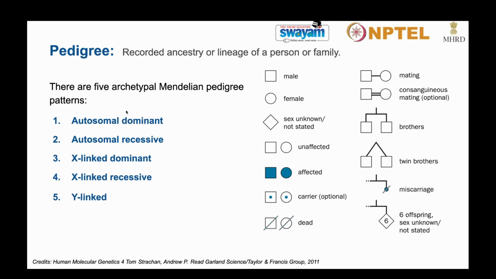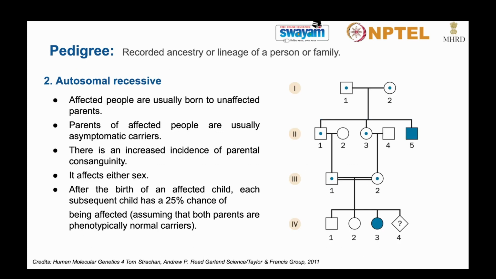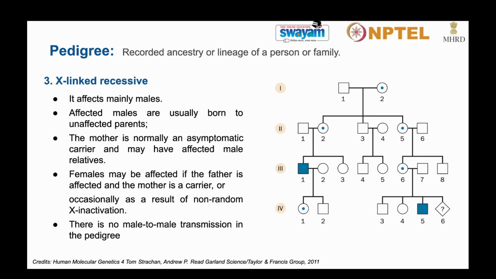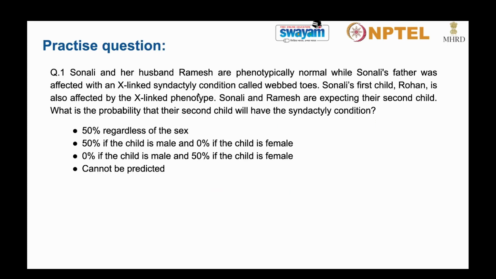And you have also read about the five types of Mendelian pedigree patterns: autosomal dominant, autosomal recessive, X-linked dominant, X-linked recessive, and then Y-linked. These are the pedigrees which tell about the ancestry and the lineage of a person. So let's quickly look at the problems. But before that, you must have the idea about what is autosomal dominant, autosomal recessive, X-linked recessive, X-linked dominant, and Y-linked. If you do not have the idea about this, then we'll just go back and study them.